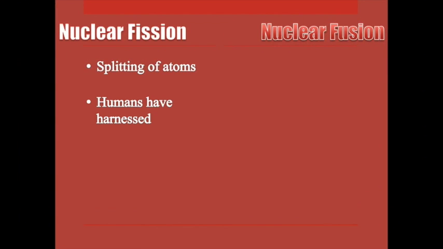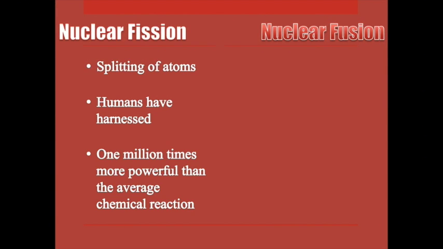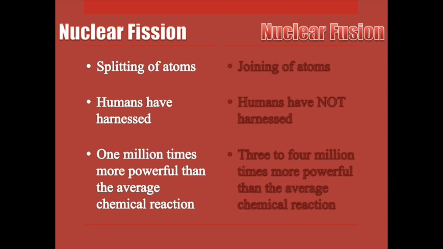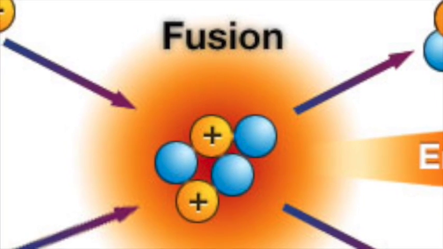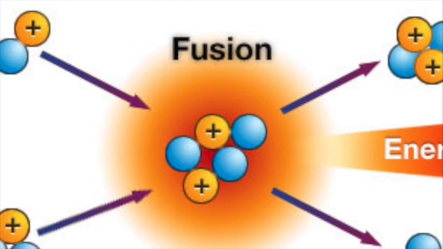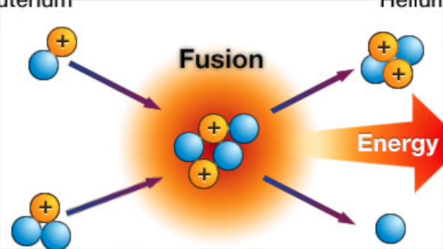Nuclear fission, which we have harnessed, is about 1 million times more powerful than the average nuclear reaction. Nuclear fusion, which we have yet to harness, is about 3 to 4 times more powerful than nuclear fission, and therefore 3 to 4 million times more powerful than the average chemical reaction. Nuclear fusion is the opposite of nuclear fission, so instead of forcing atoms apart, you force 2 atoms together.